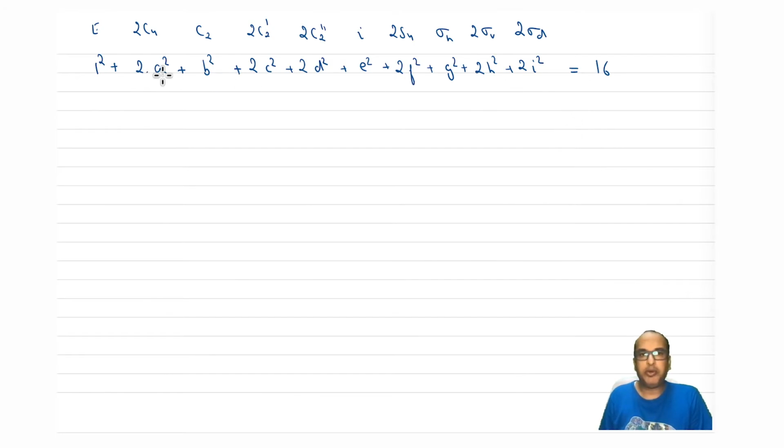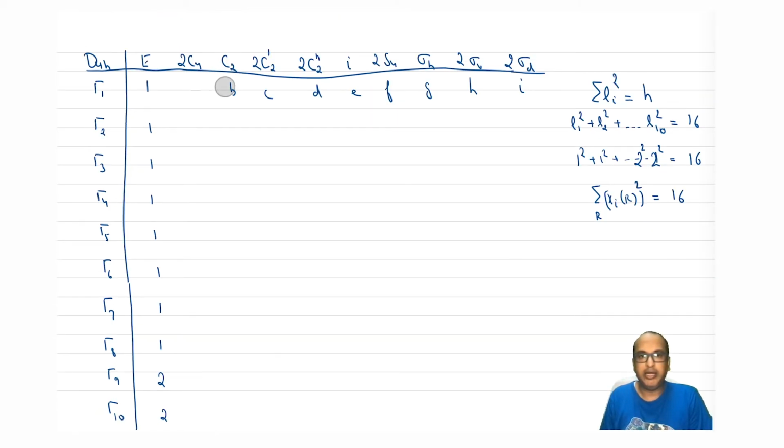So now if I put all of them as 1, do I get the value 16? Let us see. This gives me 1 plus 2 plus 1 plus 2 plus 2 plus 1 plus 2 plus 1 plus 2 plus 2. So I get 1, 2, 3, 4, 5, 6, 7, 8, 9, 10, 11, 12, 13, 14, 15, 16. So I do get 16. That means one of the solutions is that all of them can be 1, right? So I will just erase this and substitute it with 1. All 1s is one of the solutions.